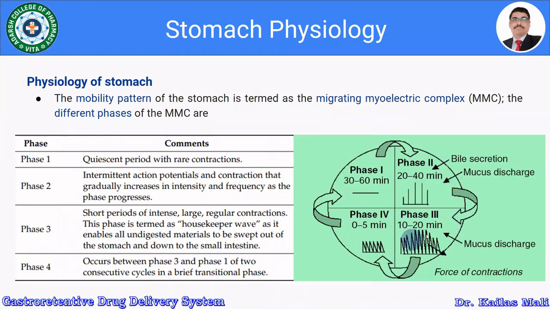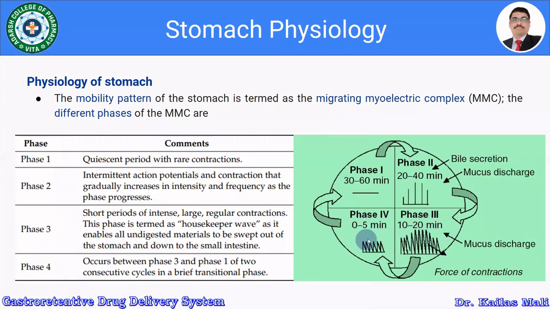Phase 3, which is about 10 to 20 minutes, is a short period of intense, large, regular contractions. This phase is termed the housekeeper wave, as it enables all undigested material to be swept out of the stomach and down to the small intestine. There is gastric emptying in phase 3.